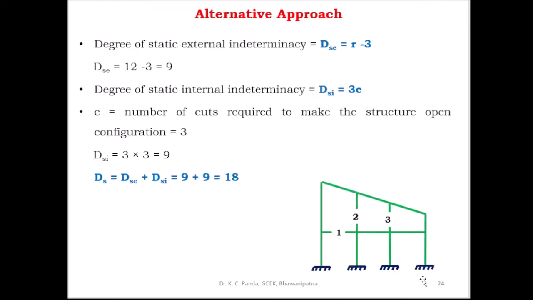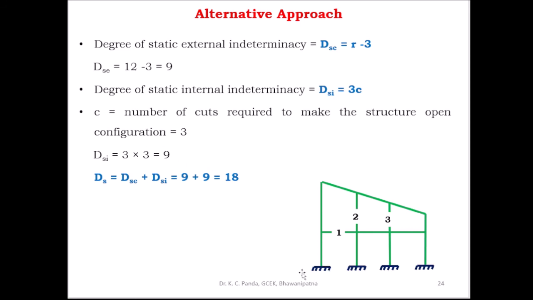So look at this figure. Here this is the first chord, this is the second chord, this is the third chord. Then you can find out the degree of static internal indeterminacy, that is DSI is equal to 3 into C. C is the number of chords. So here 3 chords, so 3 into 3, that is equal to 9. So the degree of static internal indeterminacy is equal to 9.